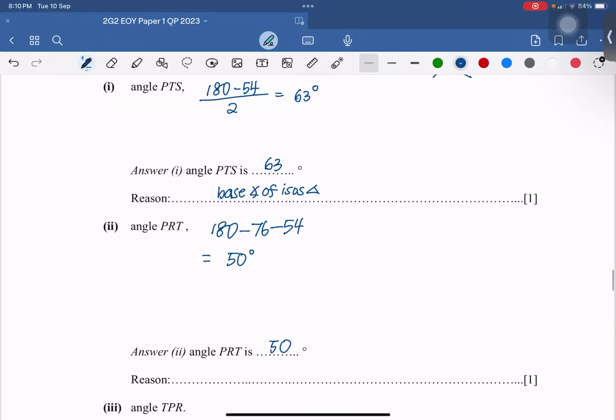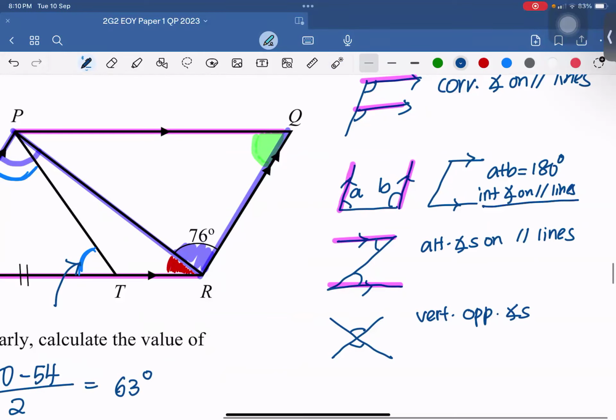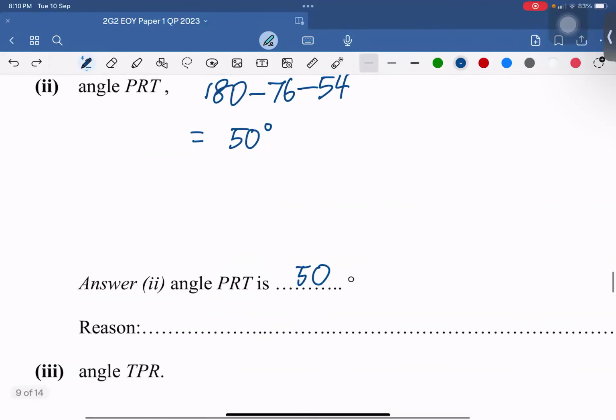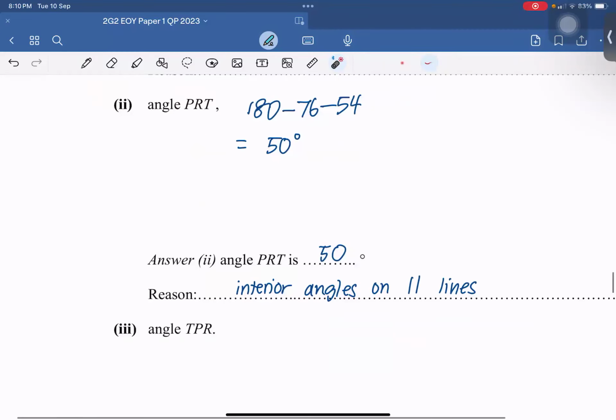And what is the reason? What's the name of the reason? Letter U, right? Interior angles on parallel lines. So you can write interior angles on parallel lines. All right, the parallel lines, this one is the approved short form. So you can write it this way.